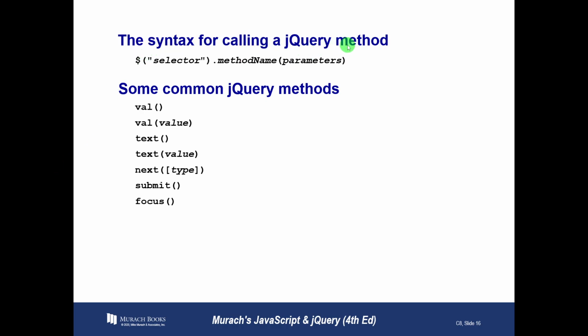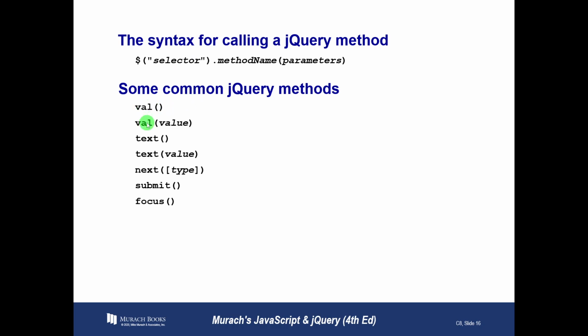Anytime we want to run a jQuery method, we do our dollar function and we use whatever selector we need to get the elements that we want. And once we get them, we can put a dot and use a method name. And if the method requires any parameters, we can specify those parameters and run the methods that we want on that particular selector. So some common ones we're going to see examples of on the next slide.